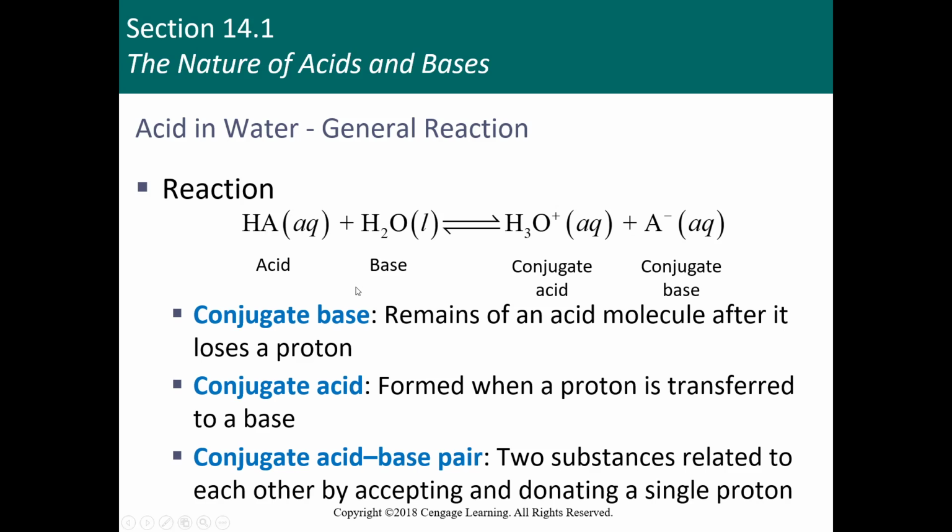Okay, so the conjugate base is going to be the remains of an acid molecule after it loses a proton. How can you tell the acid? Well, it's the one that has an H plus to donate, isn't it? So this one right here has an H plus to donate. This one does not. This one lost its H plus. You can see that because it no longer has an H. And it is a negative charge where it was a neutral charge before, which means it lost a positive charge, didn't it?